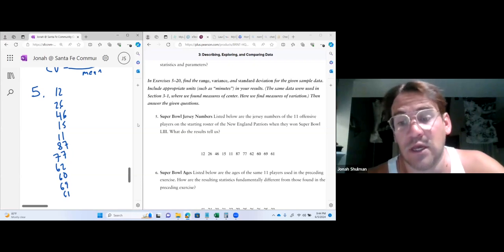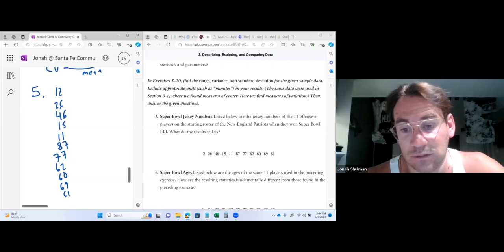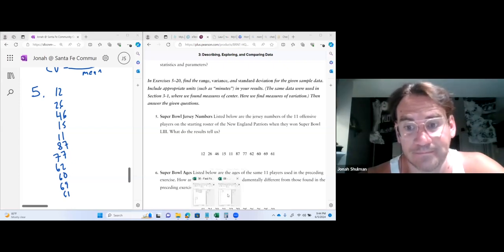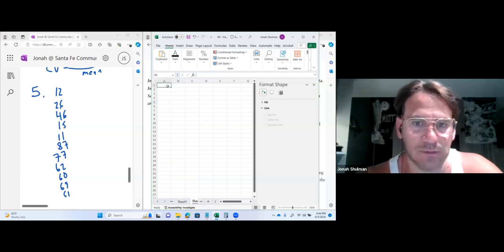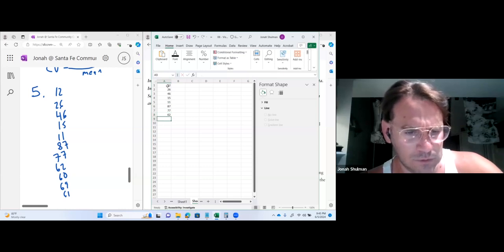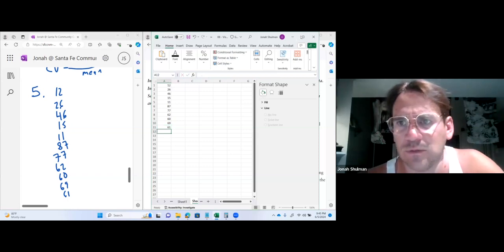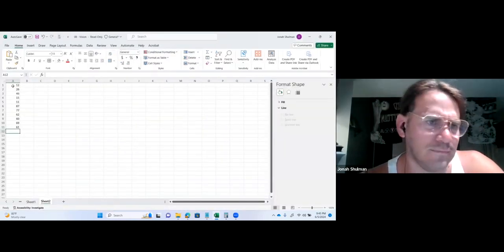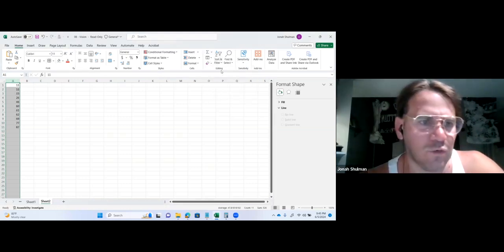Now, can we do this by hand? Yes. Should I use StatCrunch instead? To be honest, I'm not the biggest fan of StatCrunch. I've got Excel right here, so I think I'll use Excel. I will use StatCrunch in the next one, I promise. So let's make this happen. 12, 26, 46, 15, 11, 87, 77, 62, 60, 69, and 61. First thing I always do when I have stuff like this is I order the data. It just makes it look like something I can work with.